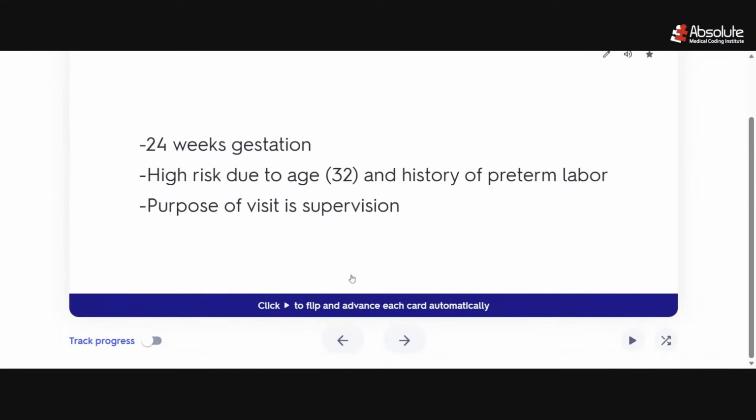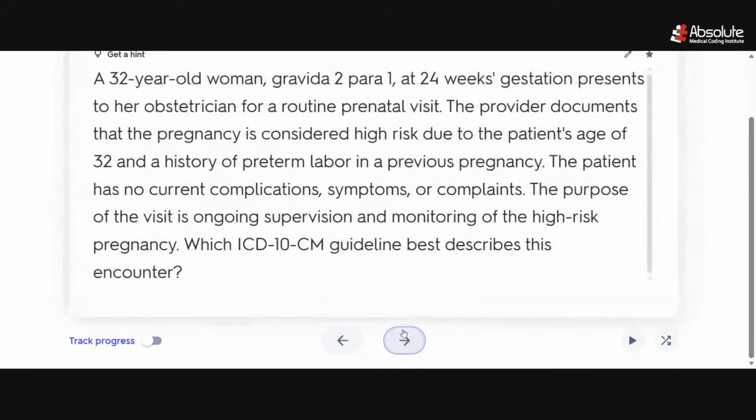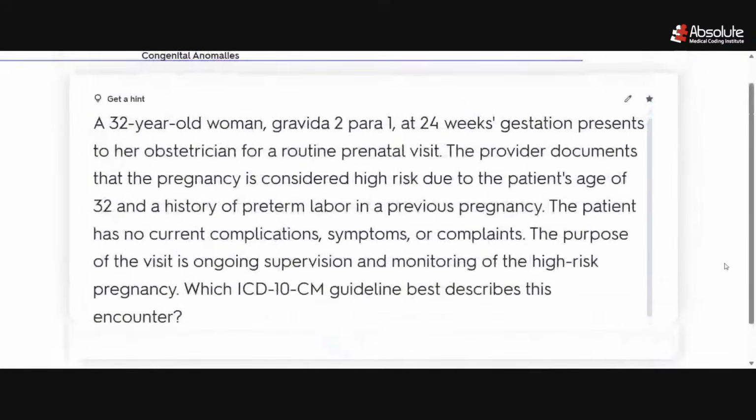And now you already know the second part. We are picking out our ICD-10-CM guideline that best describes this encounter. Let me know what we think that is in the chat, and then we will move on to our final codes.